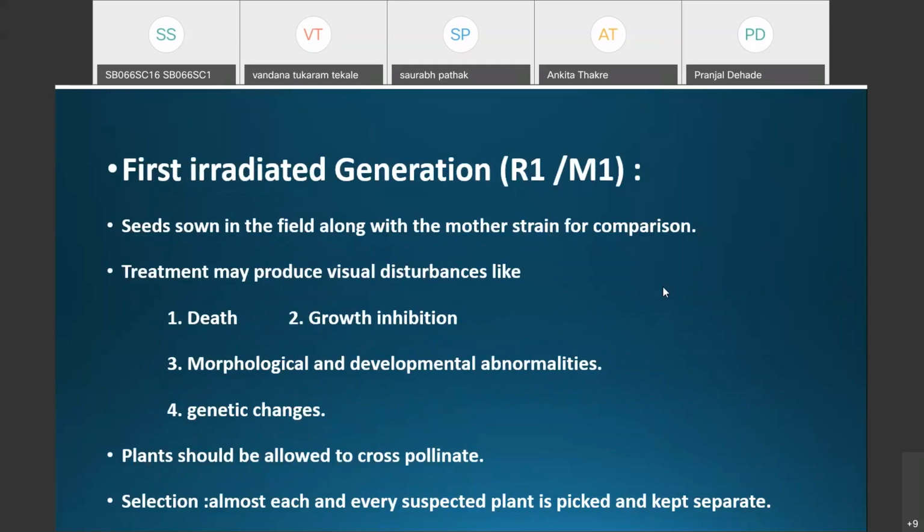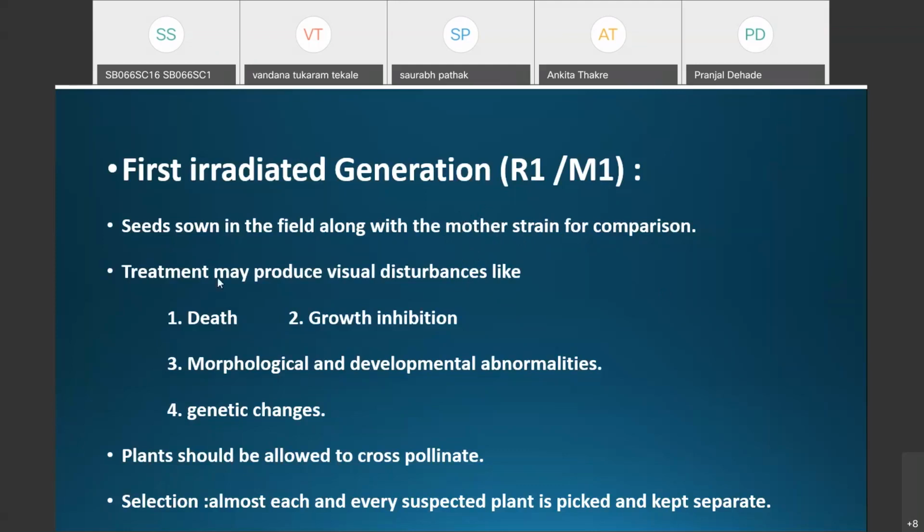Actual field work starts, that is, the seeds which are given the treatment with the proper dose of the different mutagens are thoroughly washed and then sown in the field along with the mother strain for the comparison. The mother strain is also sown along with the treated seeds, just for the comparison. We generally call the mother strain the check.